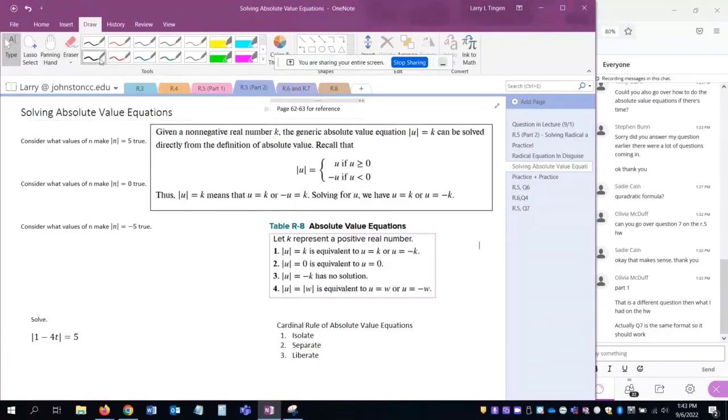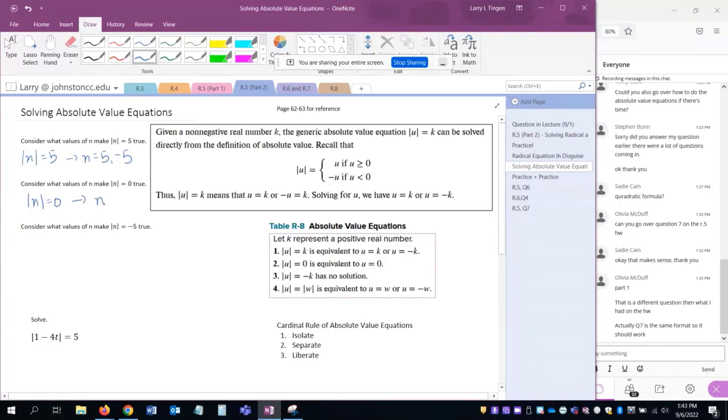So let's go over here to the left and tackle some of these questions. What values of n make the absolute value of n equal to 5 true? Well, when n is 5 and when n is negative 5, right? Because I'm going to take the absolute value and I'll end up with 5 equals 5. What about what values of n make the absolute value of n equal to 0?